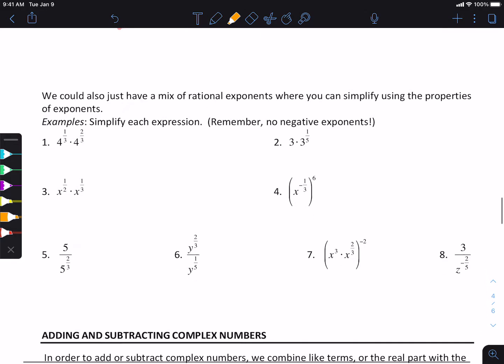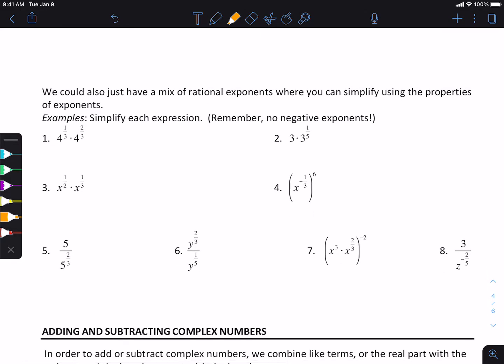Okay. We can also have a mix of things. So we want to simplify the expression and we don't want any negative exponents. Okay. These are two bases. They have exponents, so that means that we can add them. So we have 1/3 plus 2/3, which gives us 3/3, but notice I can reduce 3/3. 3/3 is really 1, so this is just 4 to the first, which is just 4.